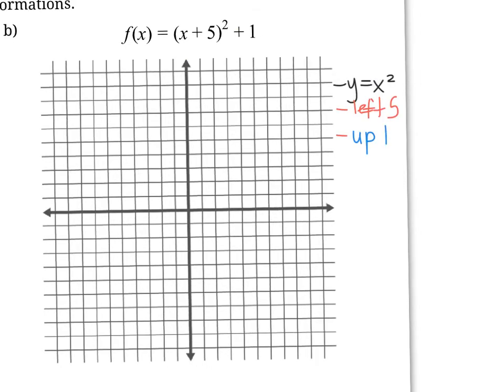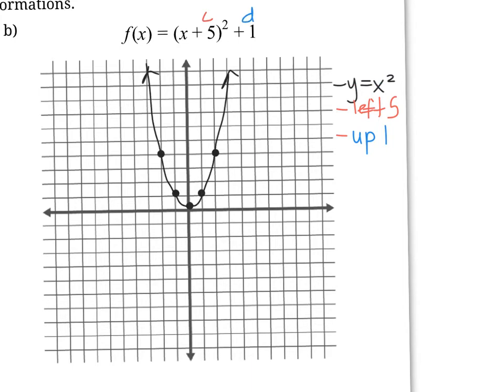Okay, so first check. Did you realize that this was our parent graph and that we're going left 5 and up 1? Because here is our C value. So it looks like it's going to the right 5, but it's actually going left 5. And then here's our D value. It's moving it up 1.